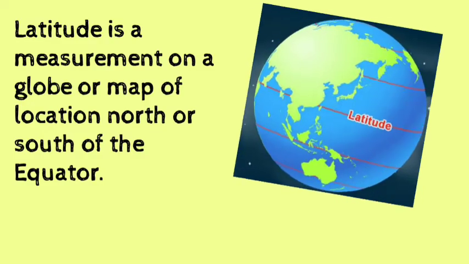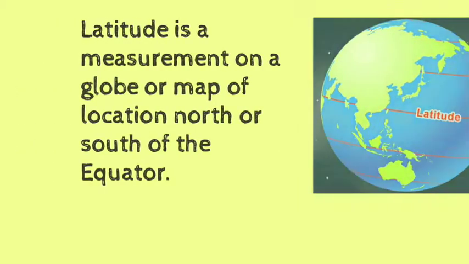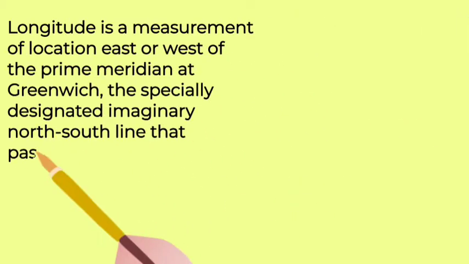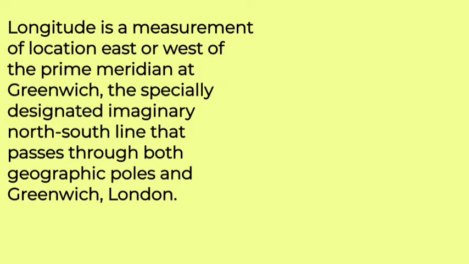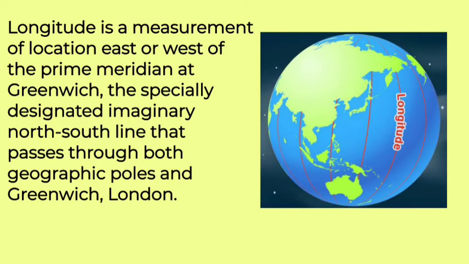In this lesson, we'll be learning about latitude and longitude. Latitude is a measurement on a globe or map of location north or south of the equator. You can see the picture. While longitude is a measurement of location east or west of the prime meridian at Greenwich. This specifically designated imaginary north-south line passes through both geographic poles.